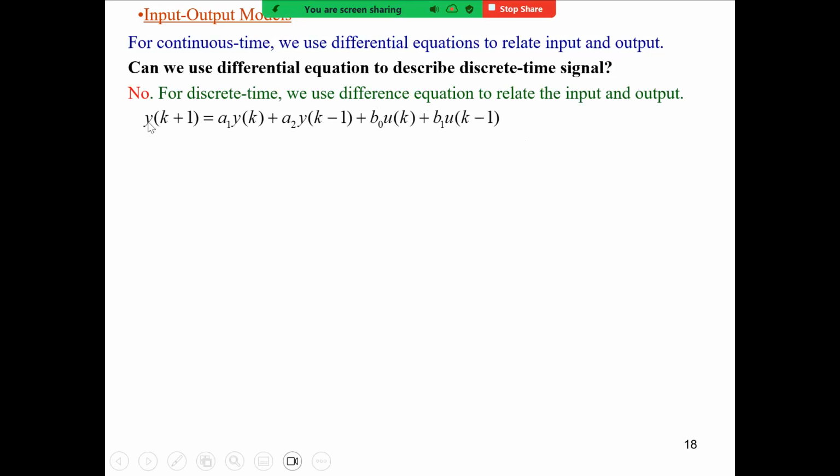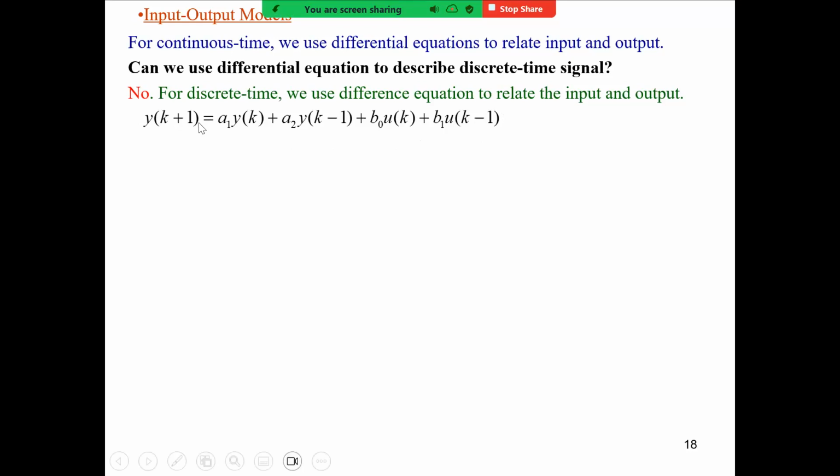This is, for example, right, where I can say the output at the next instant, y(k+1), depends upon the current output and the previous output, the current input and previous input, because they are linear systems, so it's just a linear combination. The output in the future is a linear combination of the inputs and the outputs in the past and the present. That's the meaning of this equation. Okay, so this is what we call the difference equation.